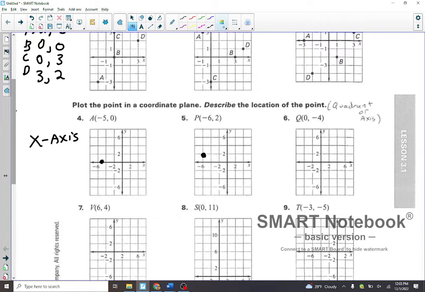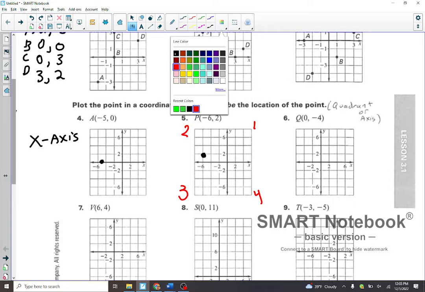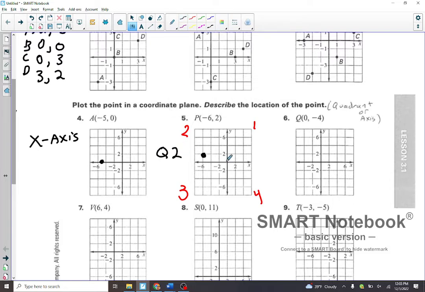As a reminder, what are the quadrants? The quadrants are 1, 2, 3, 4, going counterclockwise, in reverse. In that case, this is in quadrant 2. So you could put the number 2 or Q2 if you want. It is in quadrant 2. And the other ones, you would just continue to do that. Okay. 4 to 12 is just like that, so I'm going on to the next page.